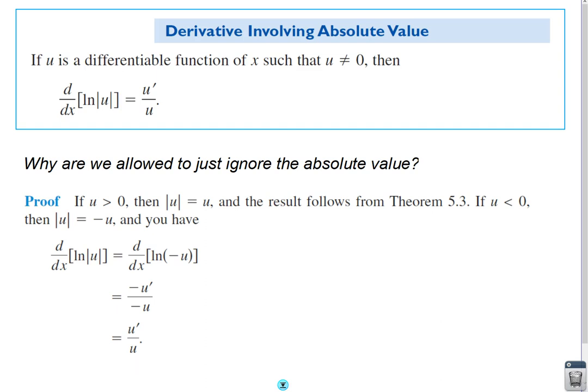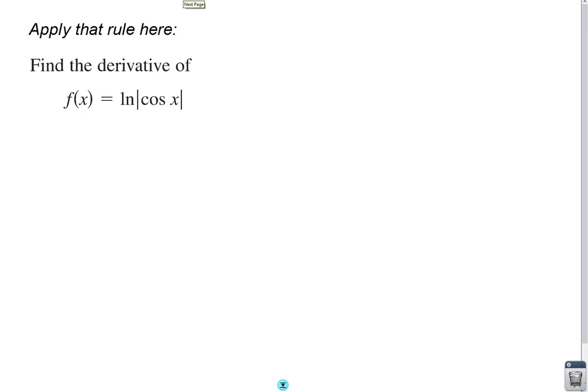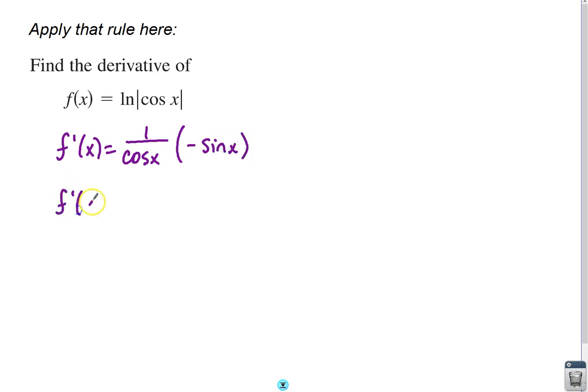Cool? Cool. Okay, so then if I wanted to take the derivative of the natural log of the absolute value of cosine x, then I take the derivative first of the natural log. So f prime of x is 1 over the inside, cosine of x, ignoring the absolute value, times the derivative of the inside, negative sine of x. So f prime of x becomes negative sine over cosine, which is just negative tangent of x. Okay, let's look at one more.